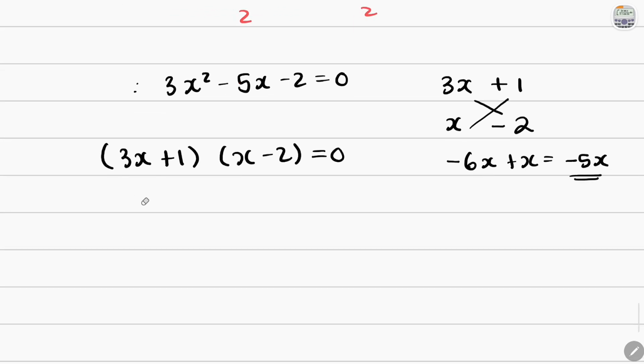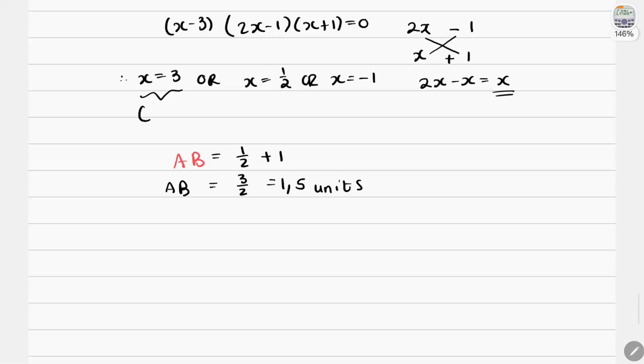And solve for x. So here, x would be equal to, so equate it to 0, transpose the 1, it's negative, and divide by 3. So this is -1 over 3. Or x is equal to +2. So we already have one of them.